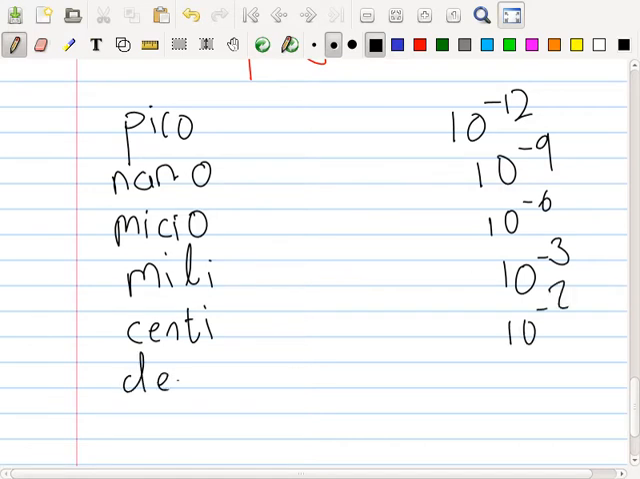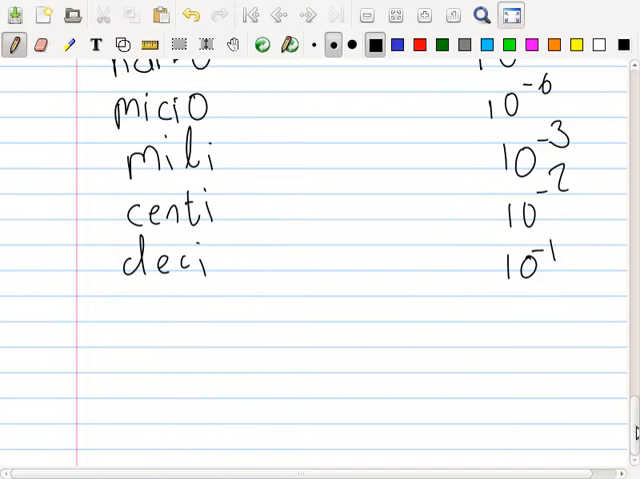Now this one, honestly, is not so common. I don't really see it so much. Deci, 10 to the minus 1. And then deca, that's 10 to the 1. So in fact, you could have something like decimeter. What do you think a decimeter is? How big is that? Don't know? Anyone want to try? If it's 10 to the minus 1.